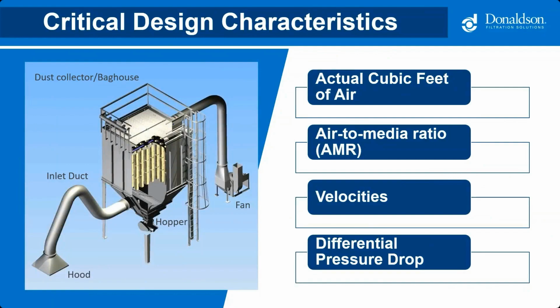There are a few key terms that I want to go over just to make sure that we're all operating on the same level. The four things that I want to jump into are all very, very important. And if you call me with an issue, these are the things that I'm going to ask you. The first is the actual cubic feet of air, the ACFM, and that's simply the amount of air that you're putting through your collector. We're going to touch on the AMR, or air to media ratio. Some people call it air to cloth ratio. We're also going to look a little bit at velocities and differential pressures.